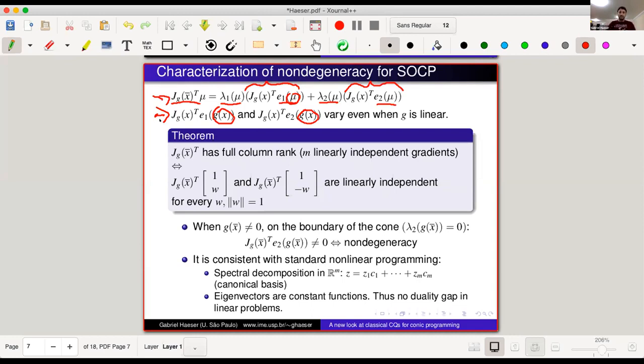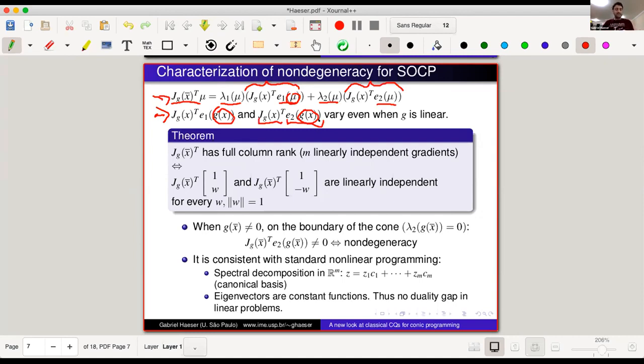So since we were looking at constant rank condition, it makes sense because for linear problems, the Jacobian does not change, but the eigenvectors change with x. So it makes sense to talk about the rank of these vectors for these conic problems.